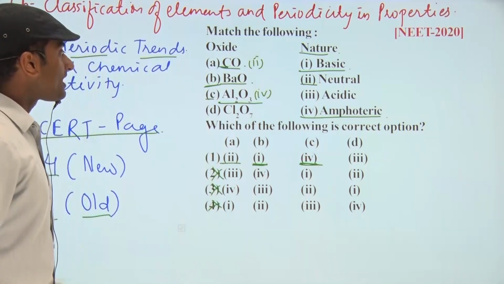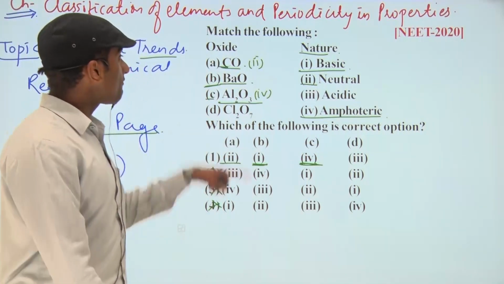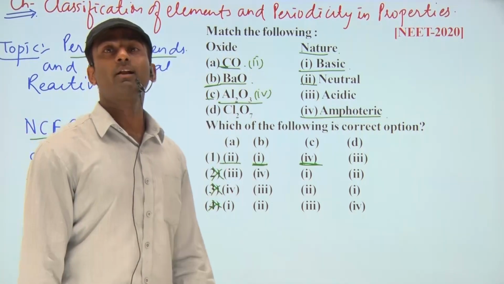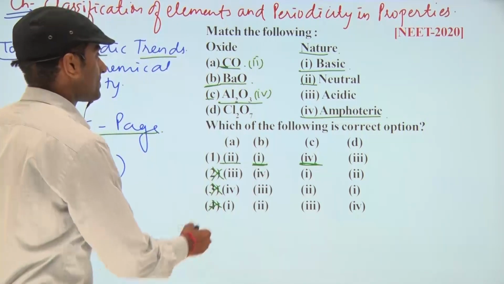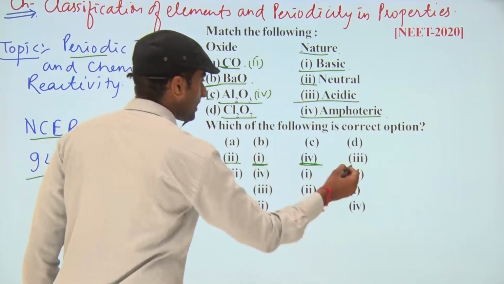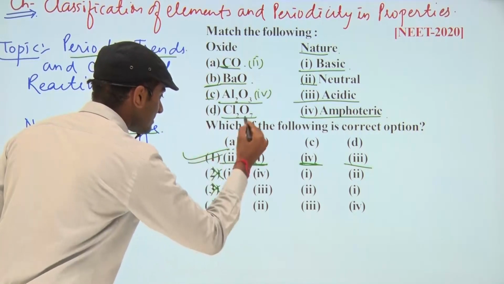Perfect option. Next, Cl2O7. If metal oxides are basic in nature, then chlorine is a non-metal. Non-metal oxides are acidic in nature. So Cl2O7 is acidic, third option. For D, third option. It means we can say the first option is correct here.